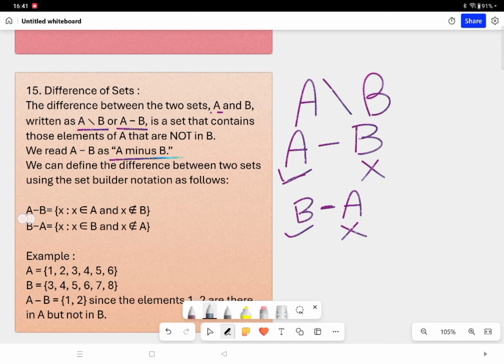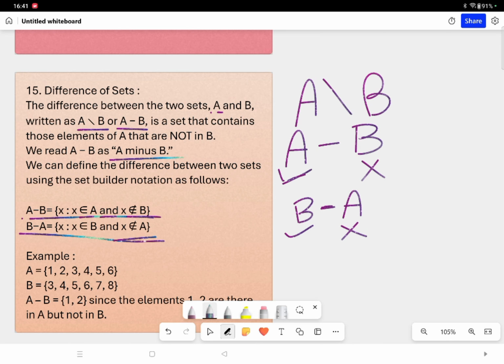So look over here. What is the meaning of A minus B? The element will be present in A and, because this is a mandatory case, no question of or, and x does not belong to B. It will be present in A but will not be present in B. And what does B minus A signify? It means it will be present in B but will not be present in A. These are the two cases of A minus B and B minus A.